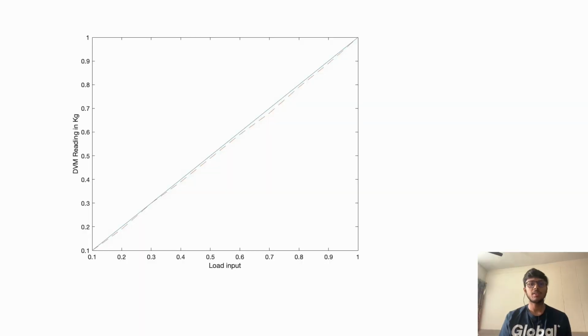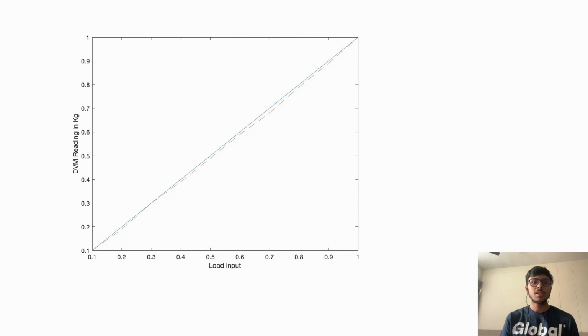After recording the observations of loading and unloading process, I have plotted the data points using MATLAB. So as we can see, the straight line is for the plot of loading and the dotted line is the plot of unloading. We can see that the loading part is almost linear and the unloading part deviates from the loading part. This is due to the hysteresis of the cantilever load cell.